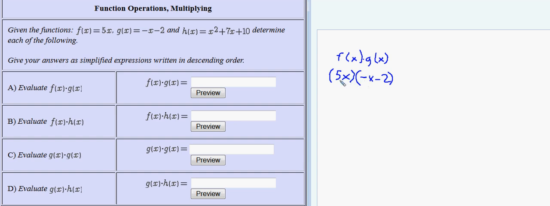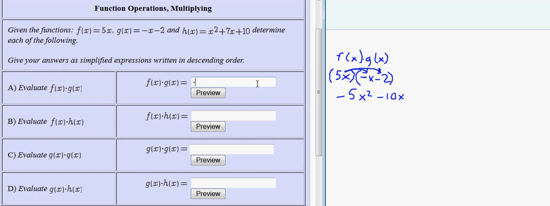So now I have a monomial times a binomial, and I use the distributive property here. The 5x is going to get multiplied by the first term, and a negative times a positive is a negative, and 5x times x is 5x squared. And then distributing the 5x to the second term, which is negative 2, negative 2 times 5 would be a negative 10, and then of course x. So if you're typing this into Math AS, you'd want to click here and type in negative 5x, and you can just use the caret key, which is Shift 6 on the keyboard, and then subtract 10x.